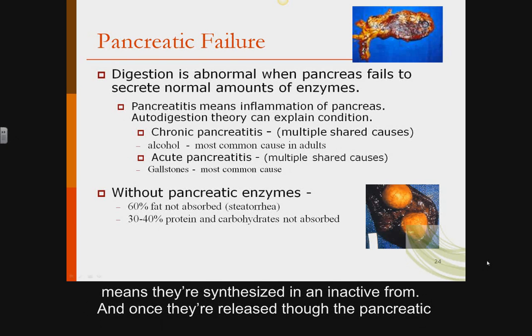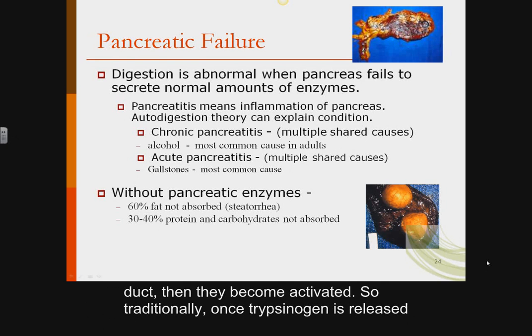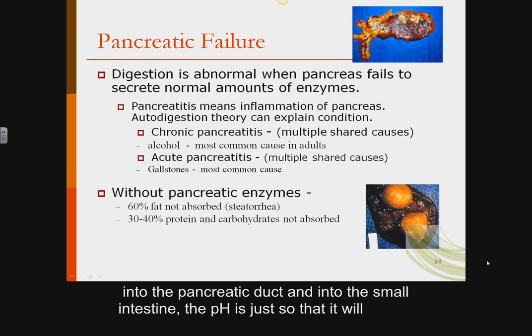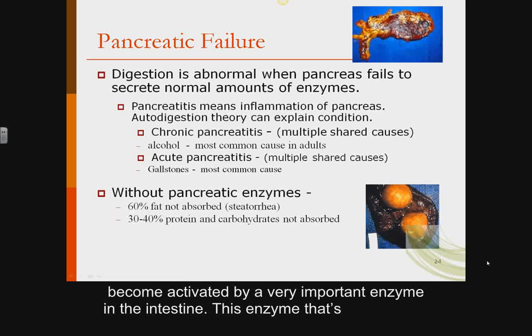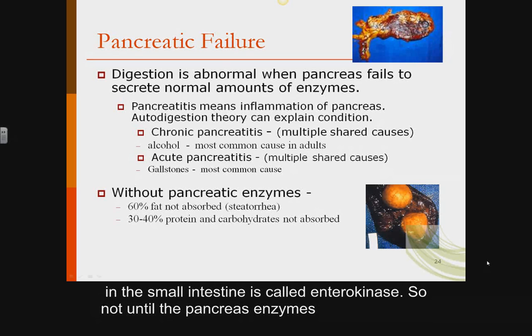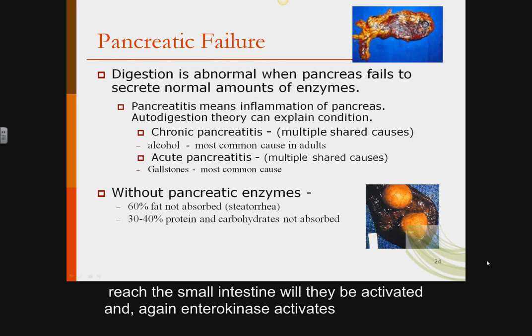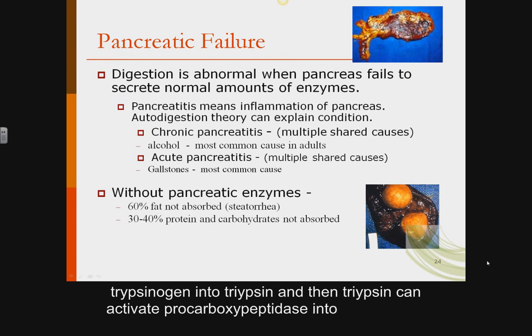And that means they're synthesized in an inactive form. And once they're released through the pancreatic duct, then they become activated. So traditionally, once trypsinogen is released into the pancreatic duct and into the small intestine, the pH is just so that it will become activated by a very important enzyme in the intestine. This enzyme that's in the small intestine is called enterokinase. So not until the pancreatic enzymes reach the small intestine will they be activated.